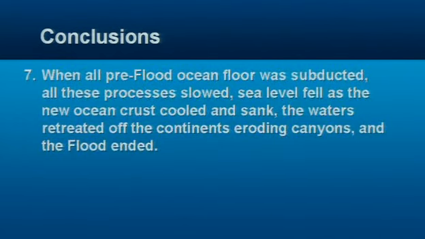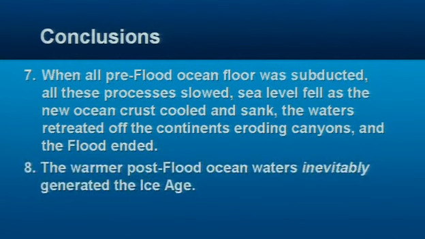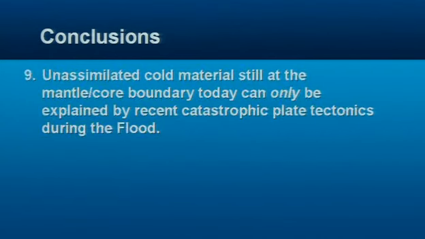When all the pre-flood ocean floor was subducted, number 7, all these processes slowed, sea level fell as the new ocean crust cooled and sank, the waters retreated off the continents, eroding canyons, and the flood ended. The warmer post-flood ocean waters inevitably generated the post-flood ice age. Unassimilated, that is unmixed, cold material still found at the core-mantle boundary today can only be explained by recent catastrophic plate tectonics during the flood.